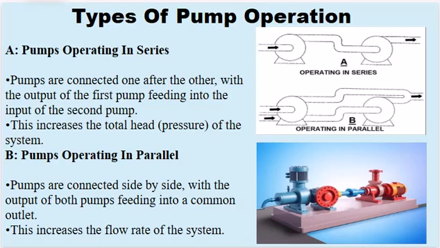Let's understand the types of pump operation. This image illustrates the two main types of pump operation, operating in series and operating in parallel. In the operating in series configuration, the output of one pump becomes the input for the next, increasing overall pressure or flow rate. In the operating in parallel configuration, pumps are connected to the same inlet and outlet, dividing the flow and potentially increasing overall flow capacity. Understanding these operation modes is important for designing and configuring pump systems to meet specific application requirements.